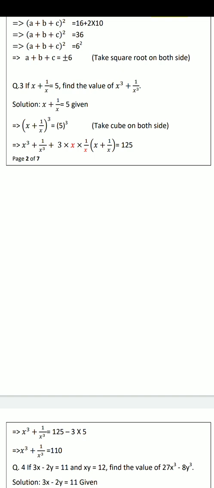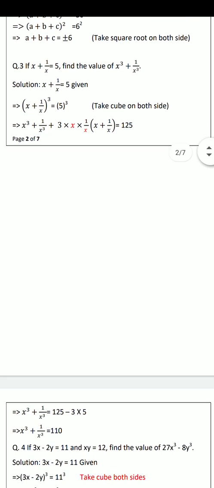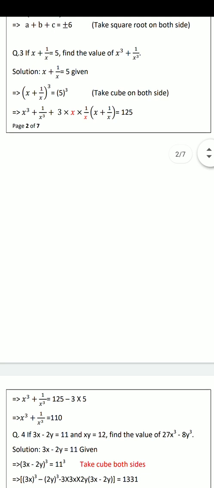So in the solution we have to write that x plus 1 upon x equals 5, given. Now what we have to do here is take the cube on both sides. So that implies (x plus 1 upon x) whole cube equals 5 cube. Now in the LHS, open the bracket by using the identity. What is the identity of (a plus b) whole cube? It equals a cube plus b cube plus 3ab (a plus b). So use the same identity.